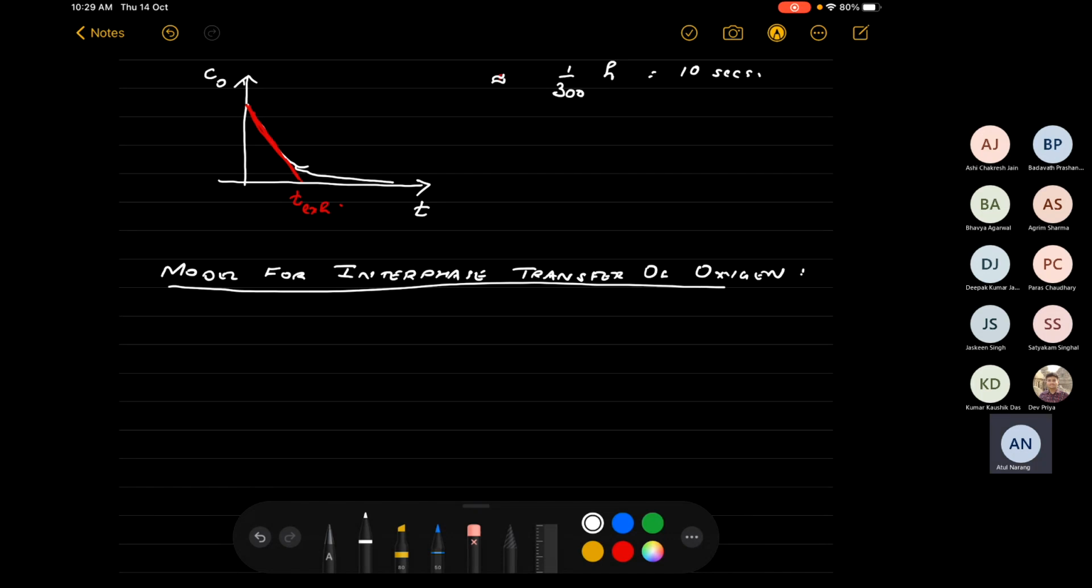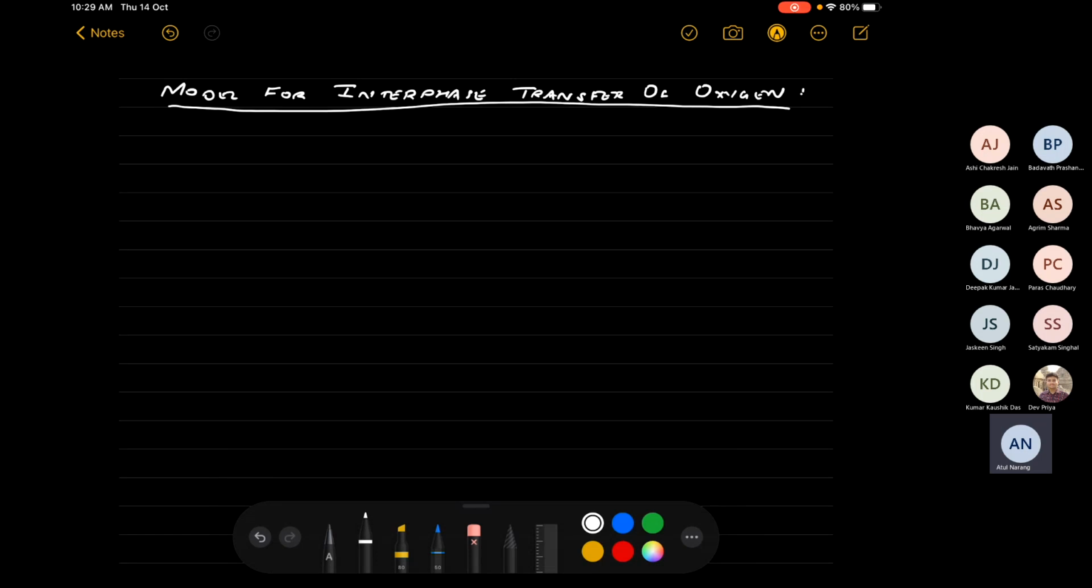Now, what do I mean by that? Let's first revisit the picture we have. I'm going to blow it up, and then take it from there. So the picture we have is this: let's say this is the bubble. I'm blowing it up and showing you a bubble which contains air.